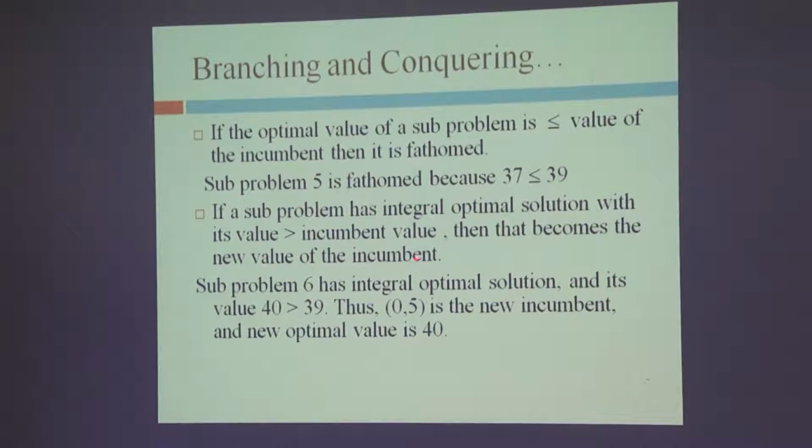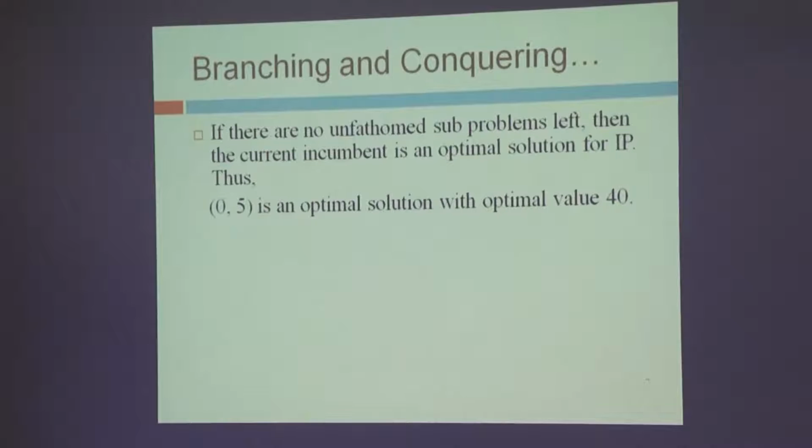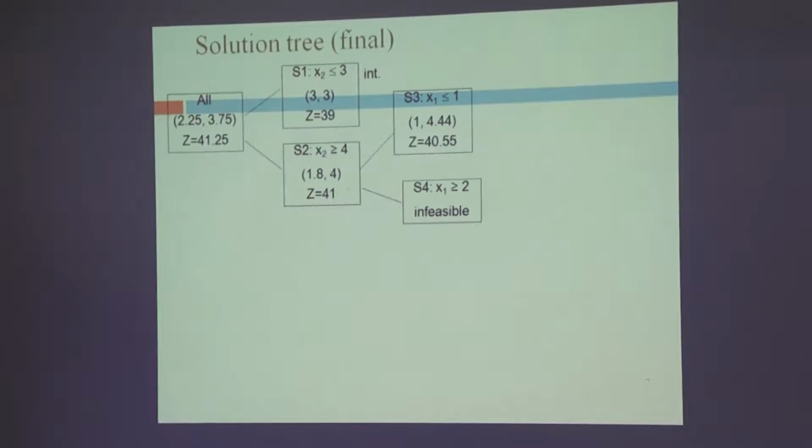Then that becomes the new value of the incumbent. We have got a 40. As an integral solution, this becomes the new optimal value, 40. Now when do you stop? When you can't proceed further, when you have fathomed it. I will show you the tree. If there are no unfathomed subproblems left, all of them have been cut, pruned, then the current incumbent is the optimal solution, the optimal value. I will show you the tree.